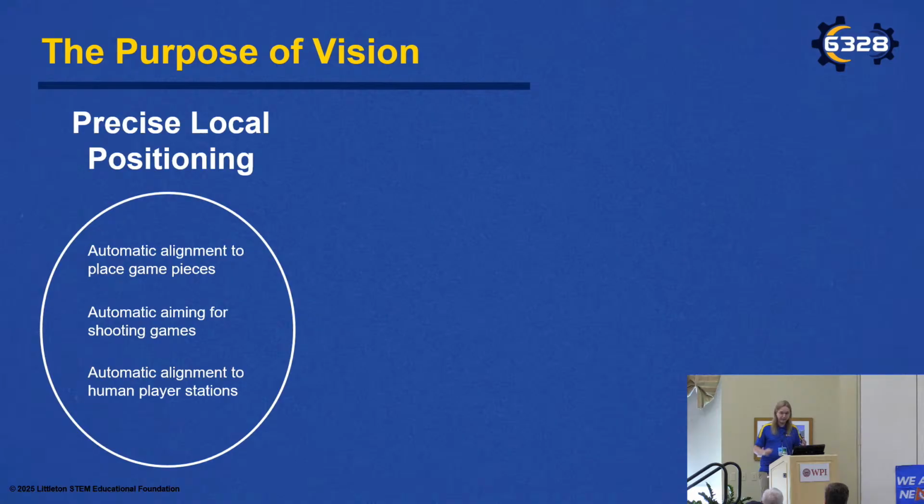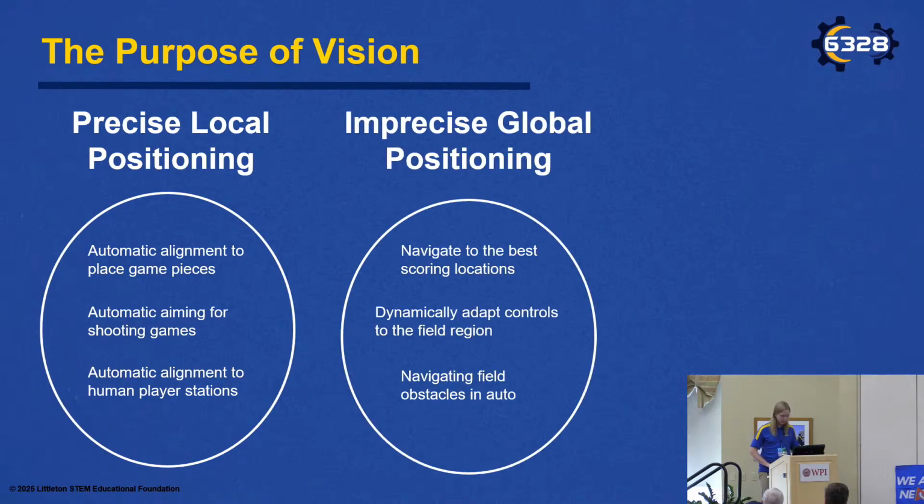Now, precise local positioning doesn't cover everything. So the next category is imprecise global positioning. These are the types of tasks where we care about the robot's position relative to multiple objects on the field. For example, figuring out which field elements are closest. And for these, we don't need nearly as much precision. Even up to a few feet in many cases is plenty of precision to accomplish these goals. These tasks are also much more niche, so you will find lots of very highly competitive teams that don't pursue these goals at all.